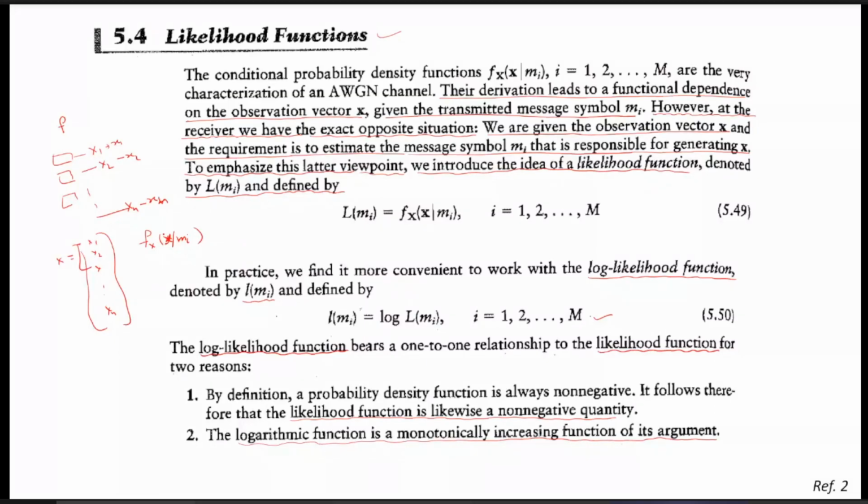This is called the observations vector. Now, looking at this, you can see that it simply tells us that knowing these conditional density functions, we can calculate the probability of error, that is, the probability of error in the detection of mi. So what happens if you want to calculate the probability of error in the detection of mi at the receiver side? Then we should know the reverse of these functions.